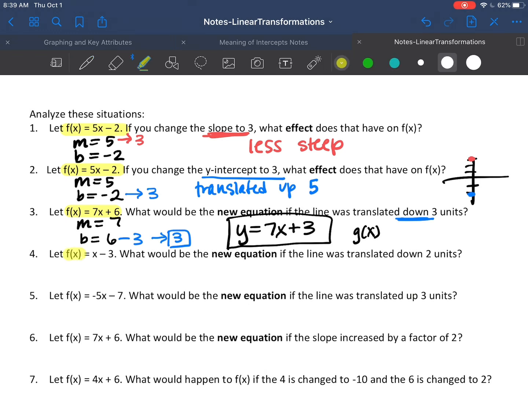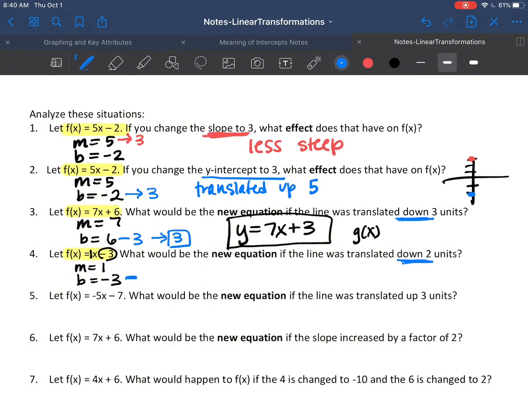Okay, now we are starting with f of x equals x minus 3. So be careful on this. A lot of people get confused when there's no number. Remember, there's an invisible 1. So the original slope is 1. The original y-intercept is -3. Don't lose your negatives. What would be the new equation if the line was translated down 2?